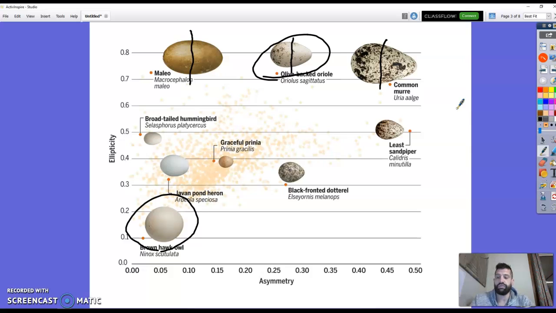So if we would go off the asymmetry, the 2017 study about the birds that are in flight, what they determined was that the birds in flight would have to be more aerodynamic so they would produce smaller, pointier eggs. Ones who are not were able to create it.